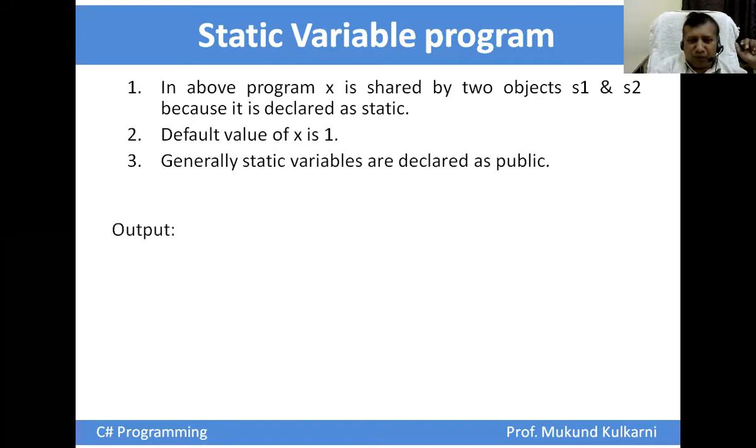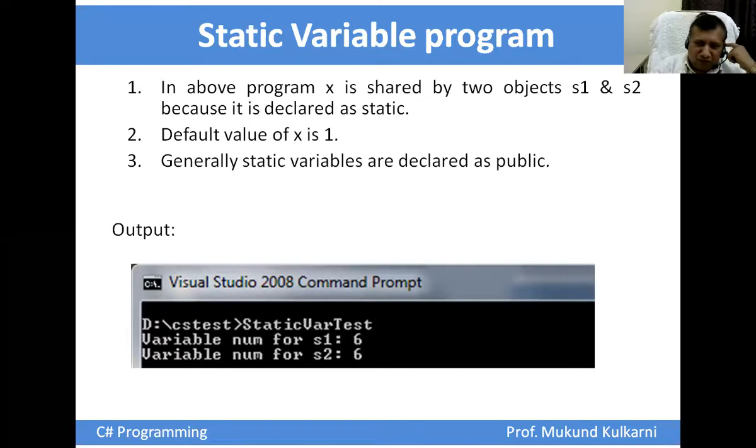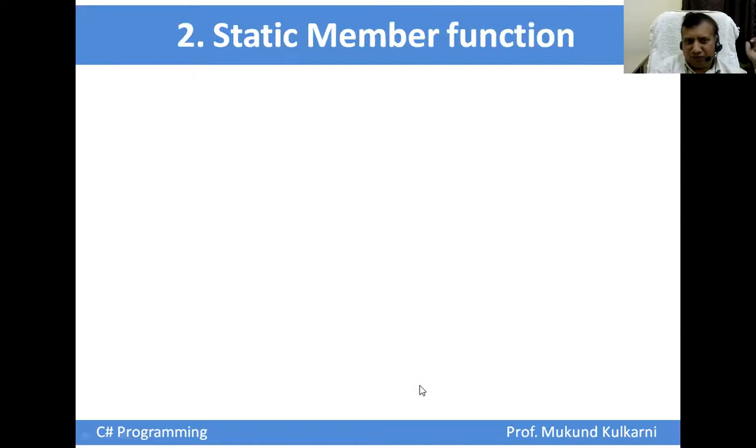So what will be the output of the program? The output of the program will be 6, 6. Because for S1 we are calling 3 times, for S2 we are calling 3 times. Okay. So the first time the value will be 1, 2 and 3. Next time the value will be 4, 5 and 6. So the final value of num will be 6 and we are displaying it. So for S1 it is 6 and for S2 it is also 6.